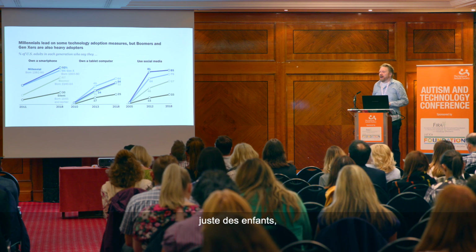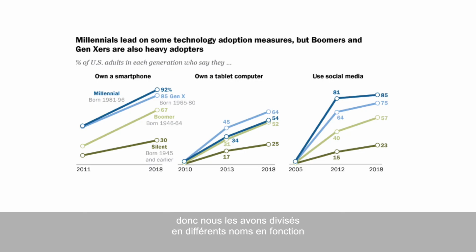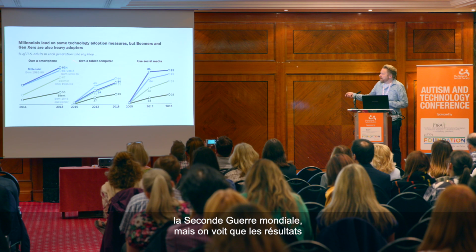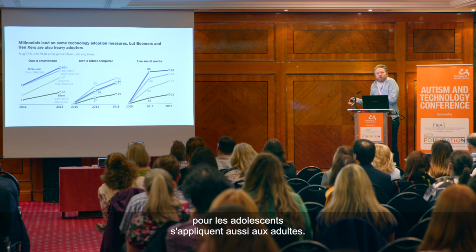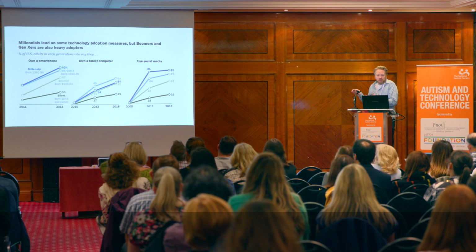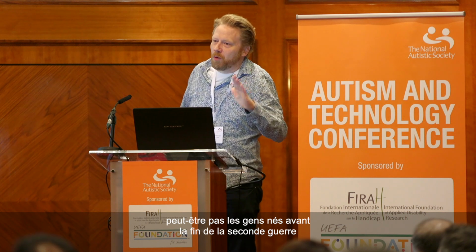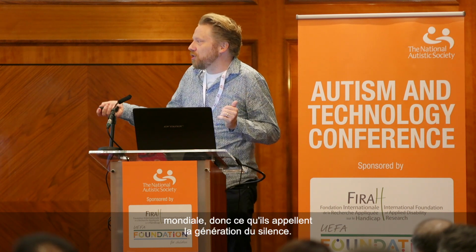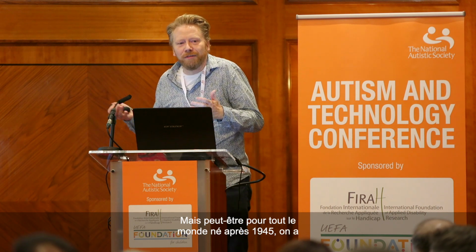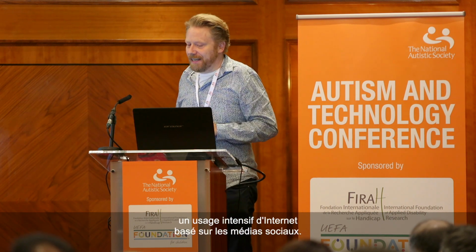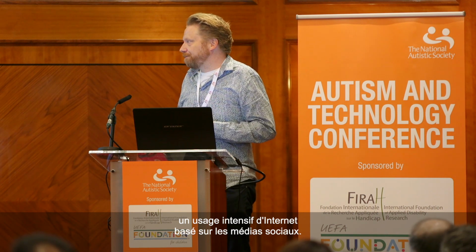But this isn't just the kids. As I'm sure you're aware, we divide up different names depending on which technological generation you're in. There's the millennials, born between 81 and 96, Generation X, born from 65, and the boomers, who were born after the Second World War. But you can see here that the results for the teenagers extend to adults as well. The vast majority of people own smartphones, and they're using tablets and social media. Maybe not those born before the end of the Second World War, the so-called silent generation, but for everyone born after 1945, we have heavy internet use based around social media.